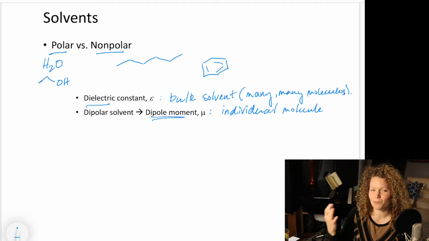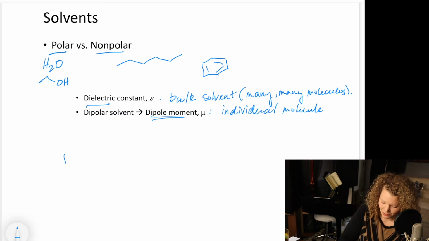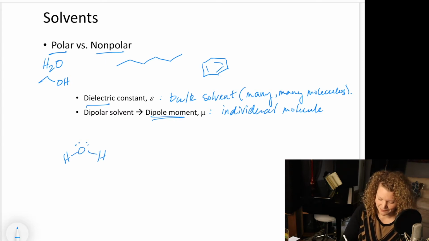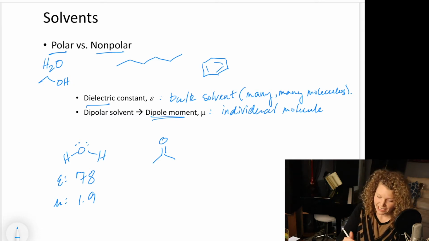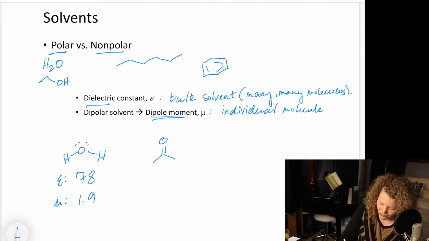Let's look at a couple polar solvent examples. We're going to list our favorite one, which is water. And the dielectric constant for water is pretty high. It's 78. And its dipole moment is 1.9. Now for acetone, this is another pretty common polar solvent, okay? And acetone has a dielectric constant of 21, and its dipole moment is 2.7.